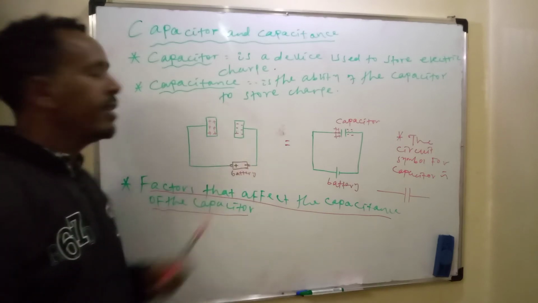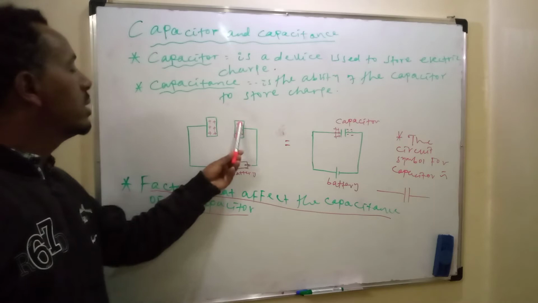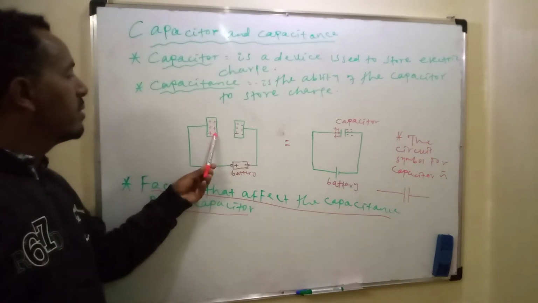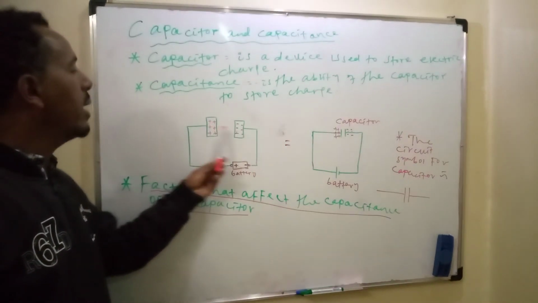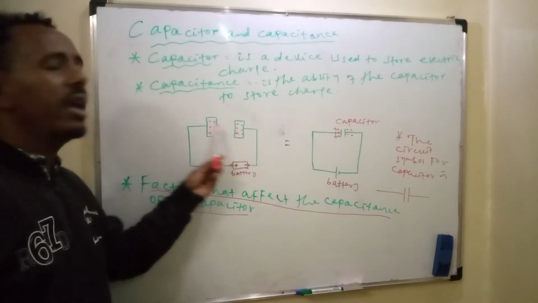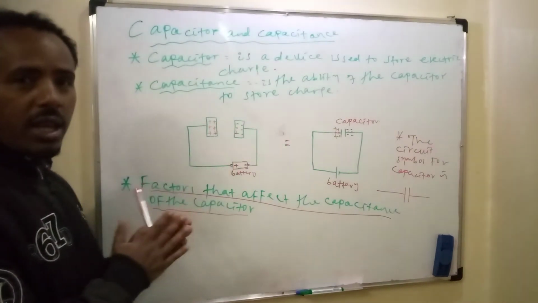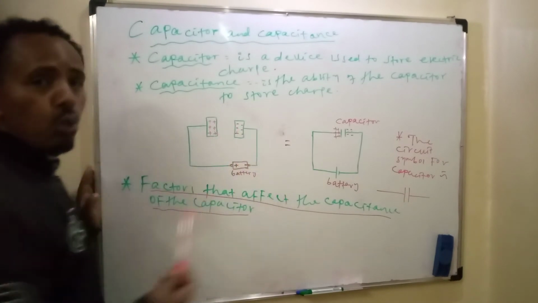This is a circuit. Here, a capacitor is arranged in the circuit: two plates which are arranged in parallel, just like this. Between the two plates, there is a separation, a distance between the two plates.